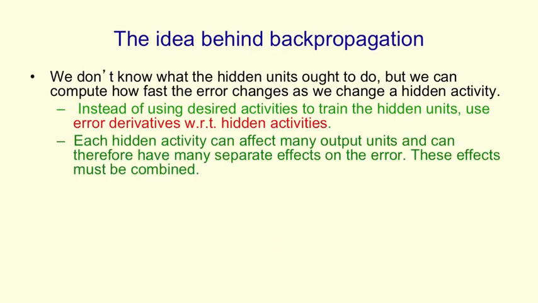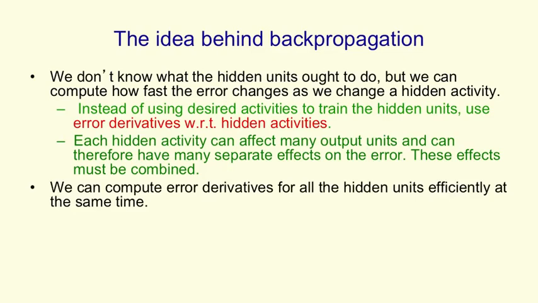Since each hidden unit can affect many different output units, it can have many different effects on the overall error if we have many output units. These effects have to be combined, and we can do that efficiently. So that allows us to compute error derivatives for all of the hidden units efficiently at the same time.